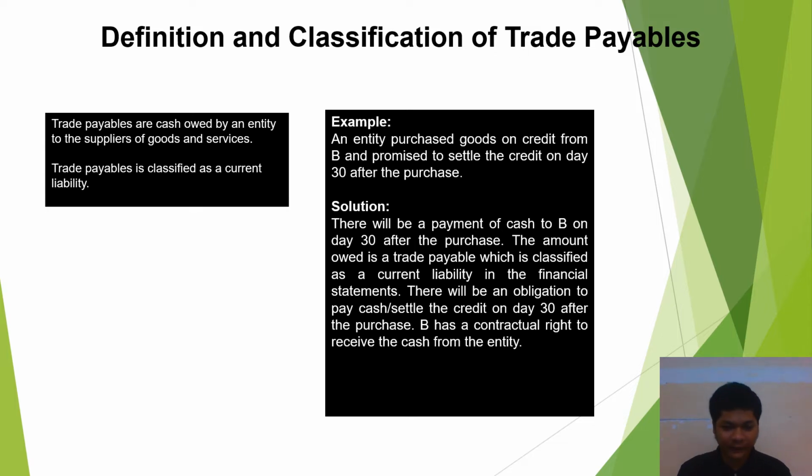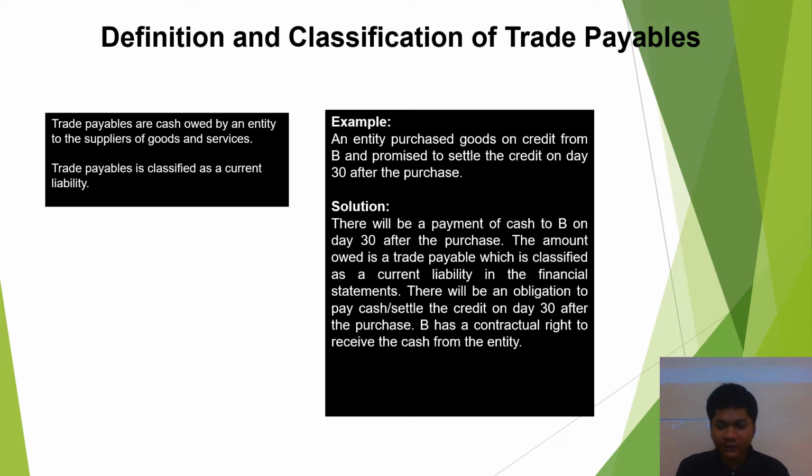First, trade payables are cash owed by an entity to the supplier of goods and services. Trade payable is classified as a current liability. Example: an entity purchased goods on credit from B and promised to settle the credit on day 30 after the purchase. Solution: there will be a payment of cash to B on day 30.